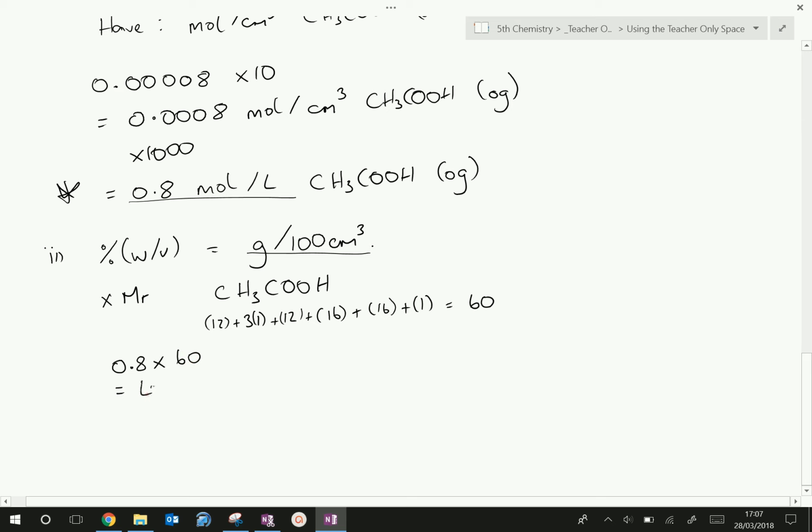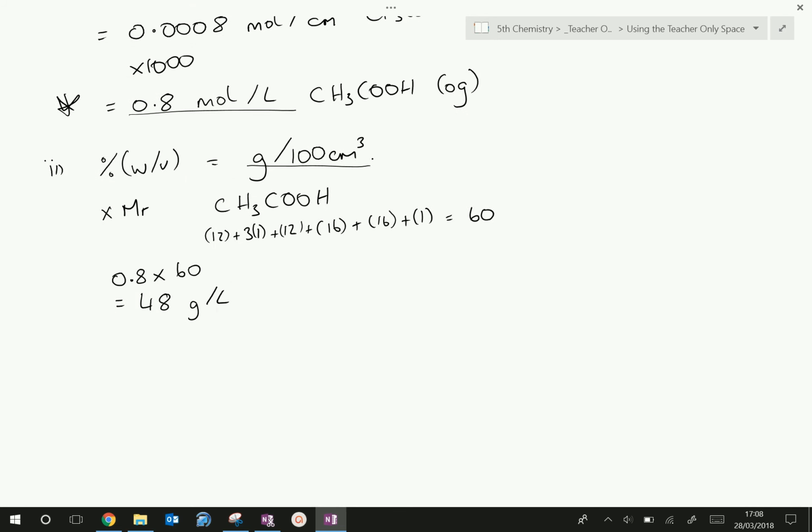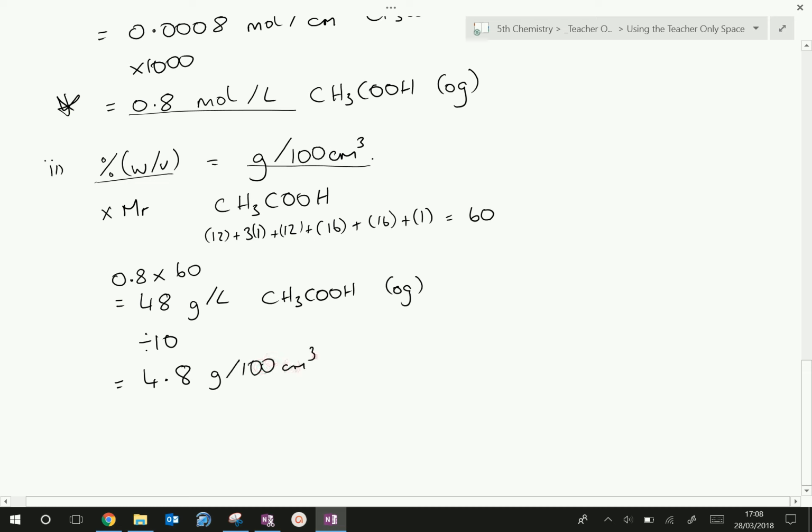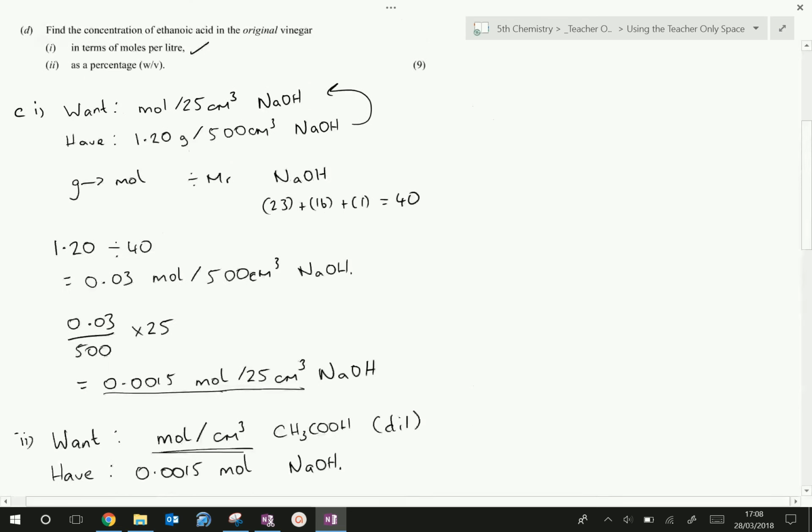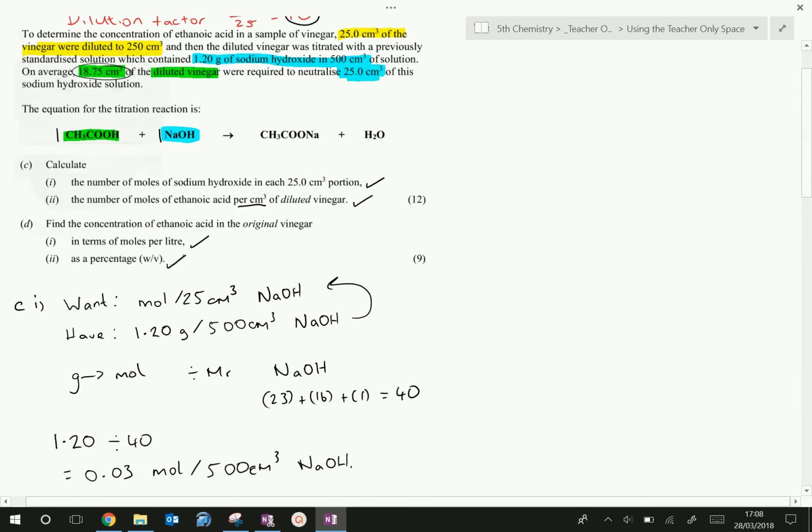And that gives me 48 grams per litre. So I have 48 grams per litre of my ethanoic acid, and it's my original. But I don't want grams per litre. I want percentage weight per volume, which is grams per 100 ml. So to go from a litre to 100 ml, divide by 10. That will give us 4.8 grams per 100 ml, which is 4.8% weight per volume. And that is our final answer to D part 2. It asked for the concentration of the original ethanoic acid as a percentage weight per volume.